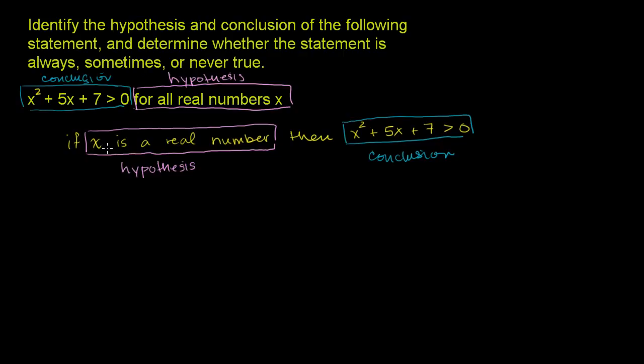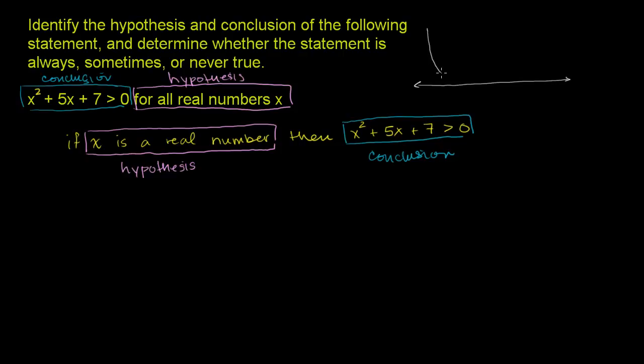And the first thing that might pop out at you is that the coefficient on the highest degree term, on the x squared term, is a positive coefficient. So this is going to be an upward opening parabola. Let me draw that. So if this is the x-axis, whether this is always, sometimes, or never true rests on whether the vertex, the minimum point of this parabola, is above or below the x-axis. Let me draw it for you.